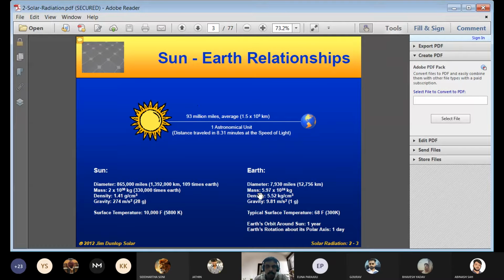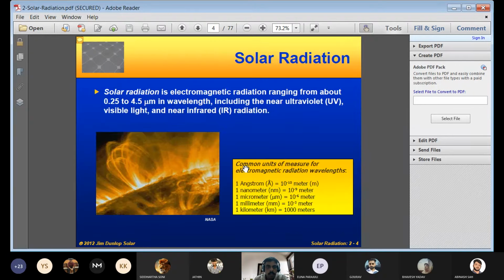Like that, radiation, all the energy ultimately comes from the sun. Other energy transfer between objects is insignificant. Radiation and energy transfer, that is what I am telling. So solar radiation is electromagnetic radiation ranging from about 0.25 to 4.5 micrometer in wavelength, including the near ultraviolet, visible light, and near infrared radiation.